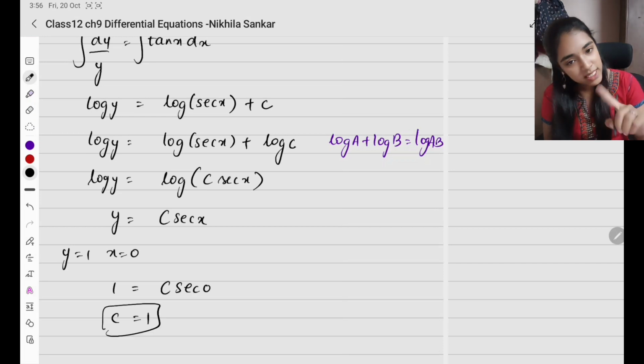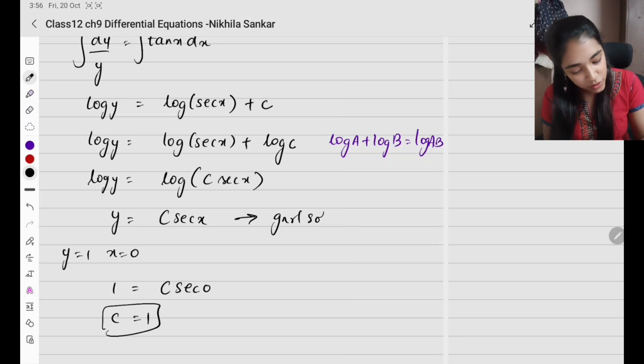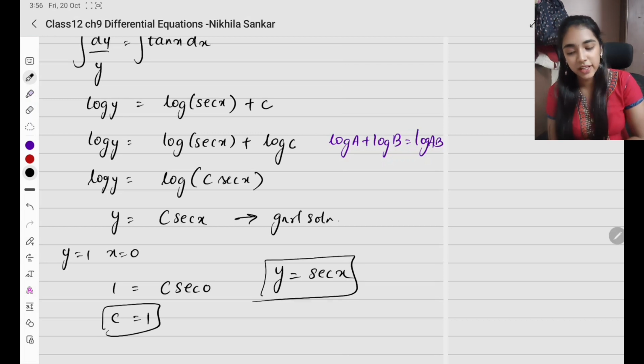You found the value of c, substituted in the equation here. So this is your general solution. What is the particular solution? y equals c, substituting the value 1, it is going to be secant x. So this is your final answer.